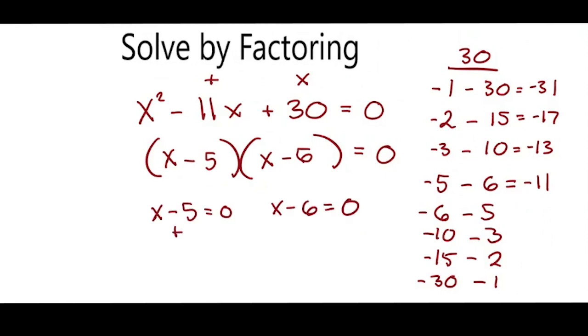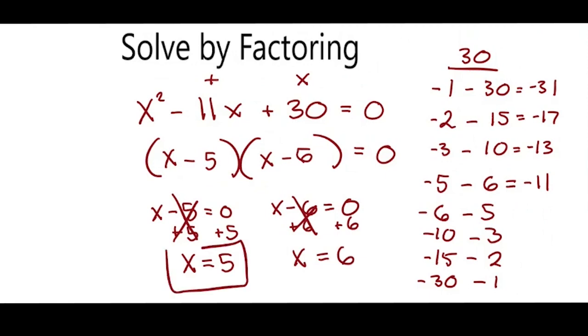I'll add 5 to both sides of this first one. My 5's cancel here, and I'm left with x equals 5. Now I'll add 6 to this one. My 6's cancel, and I'm left with x equals 6. So my answers are x equals 5 and x equals 6.